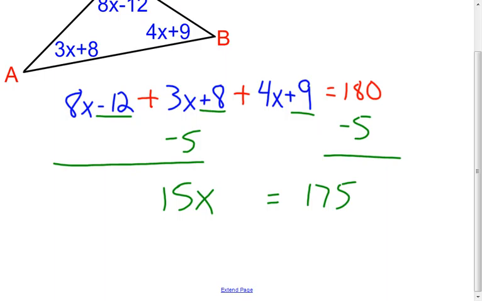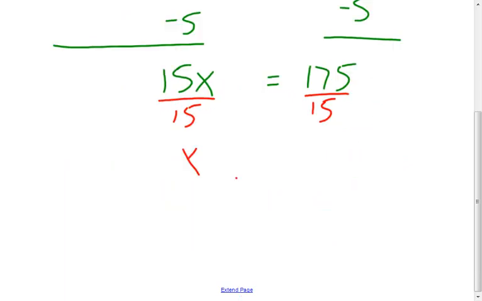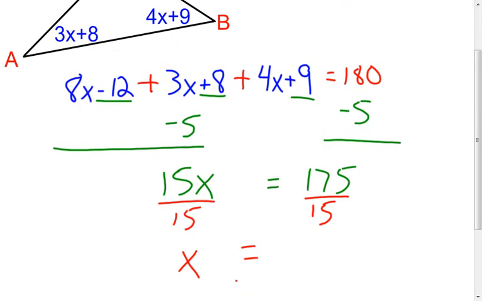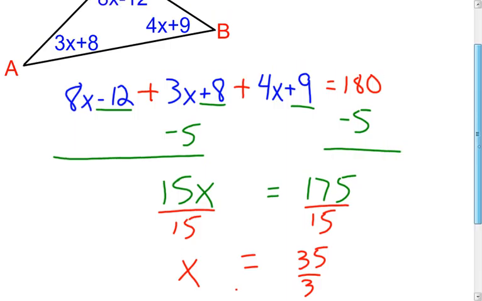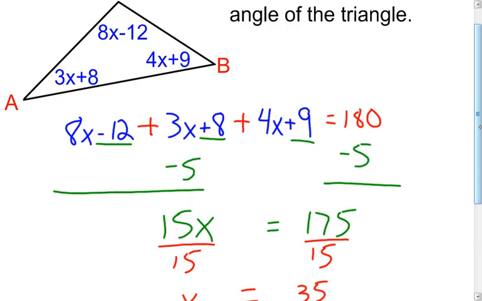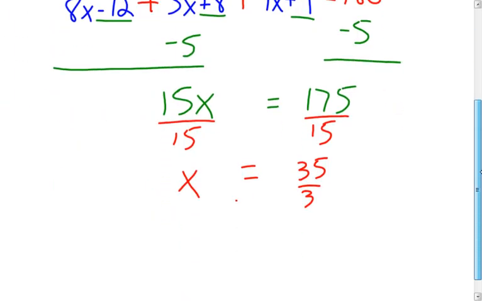Divide both sides of my equation by 15. Find out that x comes out to be 35 thirds if you simplify that fraction. Both of those are divisible by 5, and that's what we end up with. Now, I ultimately wanted to find the measure of angle A, the measure of angle B, and the measure of angle C. So I'm going to come down here, I'm going to start with the measure of angle A.